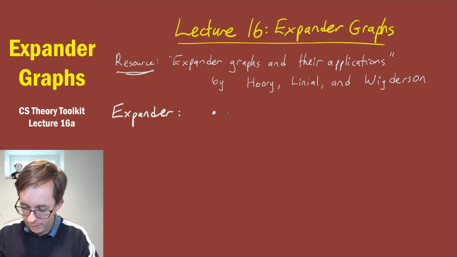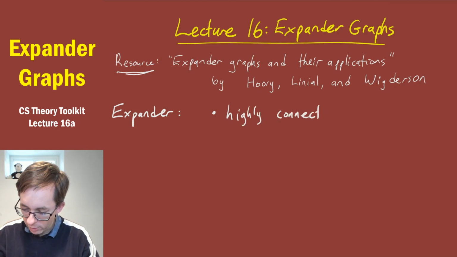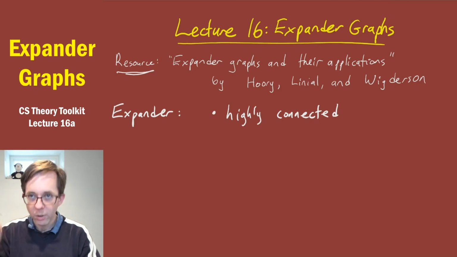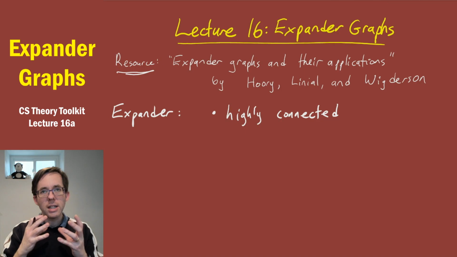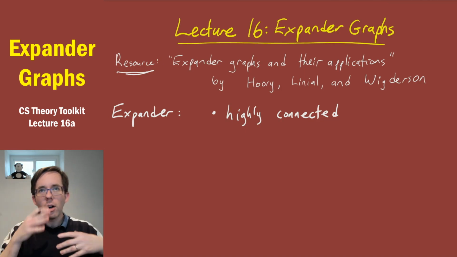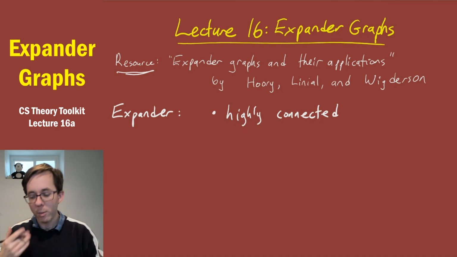First, the graph should be highly connected. So it shouldn't be a disconnected graph, and it shouldn't have some vertices that are just dangling off with only one connection to the rest of the graph. Every set of vertices should be well connected to all the other vertices in some sense. We'll be more precise shortly.